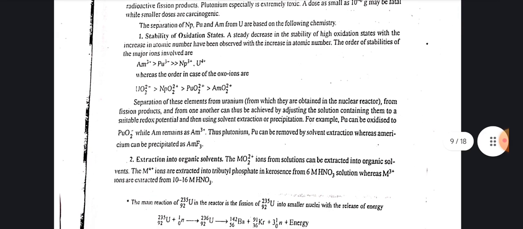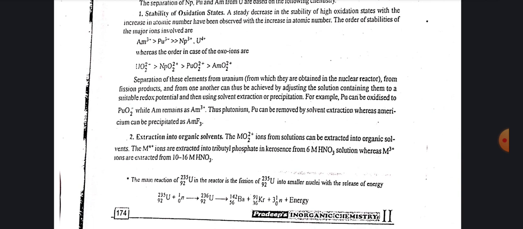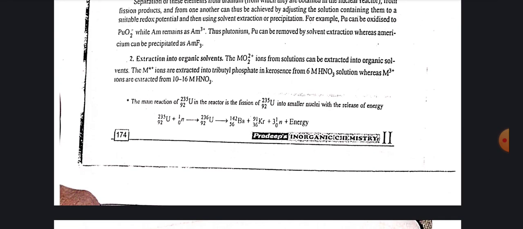The separation of Np, Pu and Am from U is based on the following chemistry. Stability of oxidation states: a steady decrease in the stability of high oxidation states with increase in atomic number has been observed. The major ions involved are Am3+, Pu3+, Np3+, and so on.